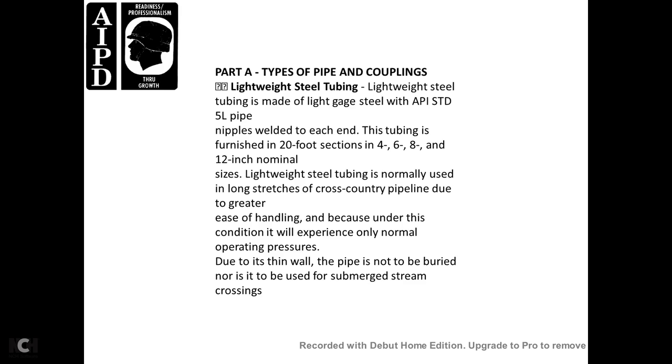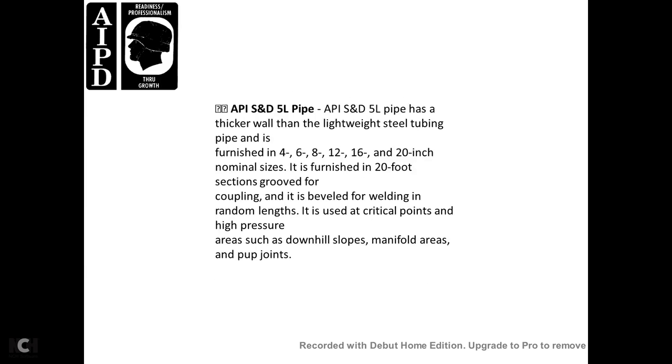Part A, type of piping and couplings. Lightweight steel tubing is light gauge steel with API standard 5L pipe. The nipples are welded to each end of the tubing, furnished in 20-foot sections of 4, 6, 8, and 12-inch nominal size. Lightweight steel tubing is normally used for long stretches of cross-country pipeline due to its easy handling, because under the condition it would experience only normal operating pressure due to its thin wall. The pipe is not to be buried, nor is it to be crossed by submerged streams across it.